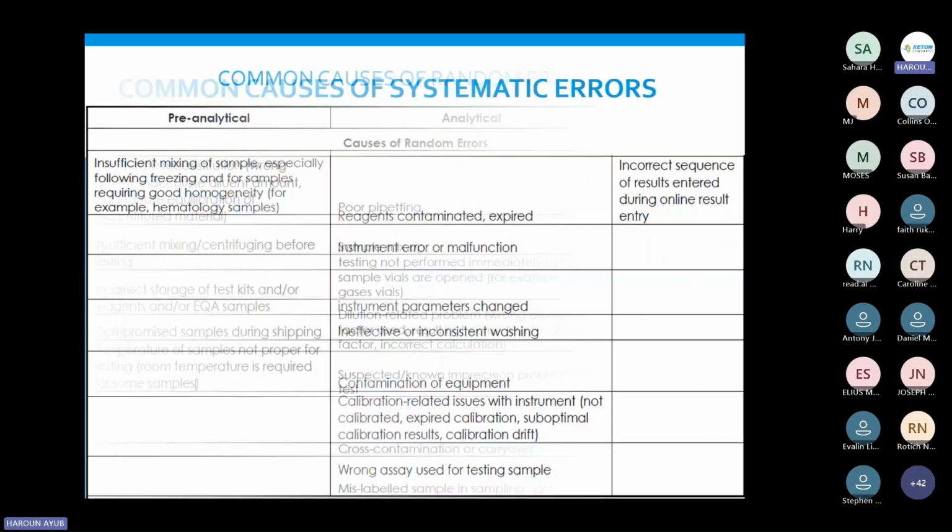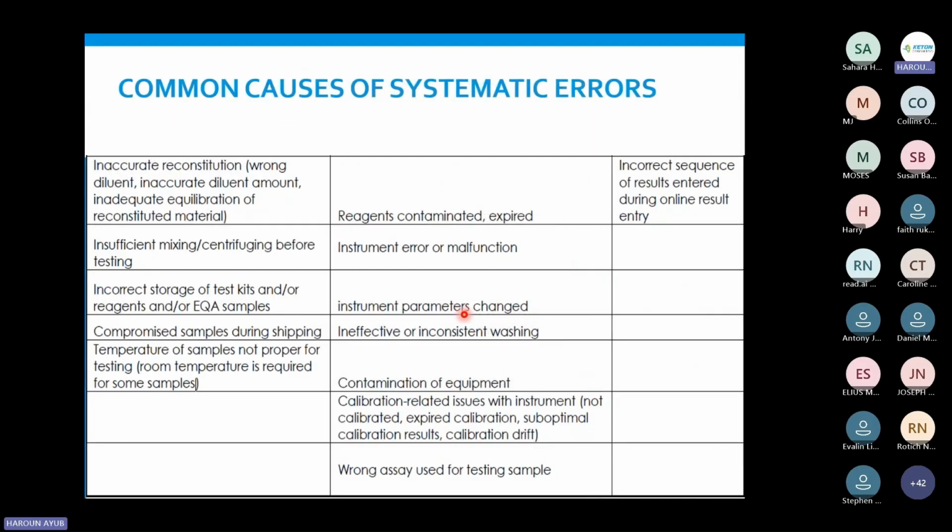That is how you report misgraded or misinterpreted results. For systematic errors, you'll have inaccurate reconstitution. This is the pre-analytical. So in inaccurate reconstitution, wrong diluent amount, you are told to use the diluent, use water and so on. Insufficient mixing or centrifuging before the test, incorrect storage of the test kits or the EQA itself, compromised samples during shipping. That's why it's really very important for you to fill out the sample condition form, so that you can defend your report that in this particular case, I received the sample in these particular conditions and I raised it up, and this might be the cause.